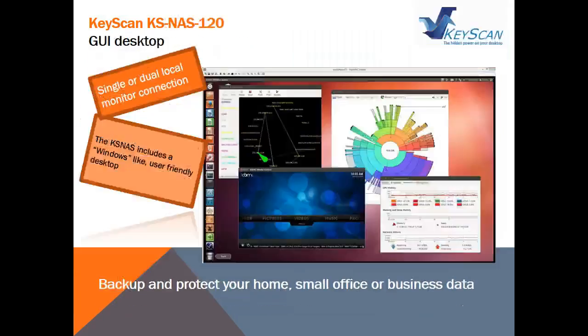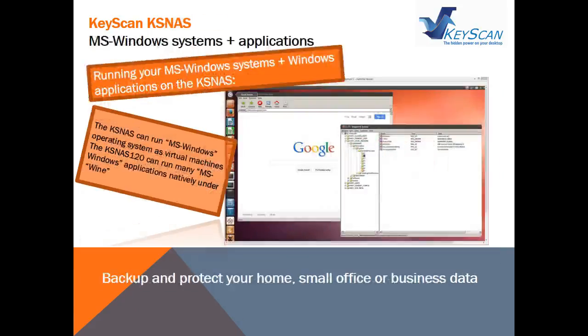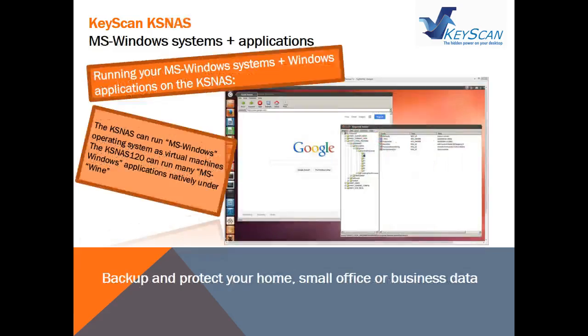The KSNAS server contains an integrated desktop system that lets us connect dual monitors, keyboard, and mouse to log into the server locally using Microsoft Windows-like user interface. The KSNAS server lets you run Microsoft Windows applications in two modes: install Microsoft Windows Virtual Machine and have it run the required applications, or install some Windows application under the Wine option that can run those applications natively under the Linux operating system.